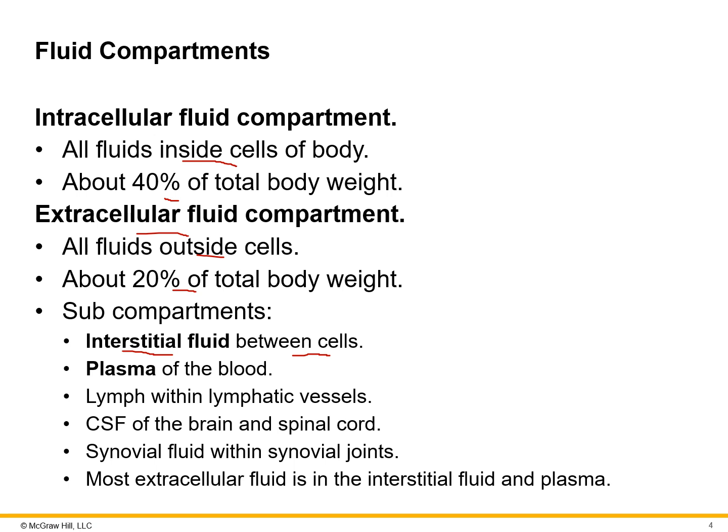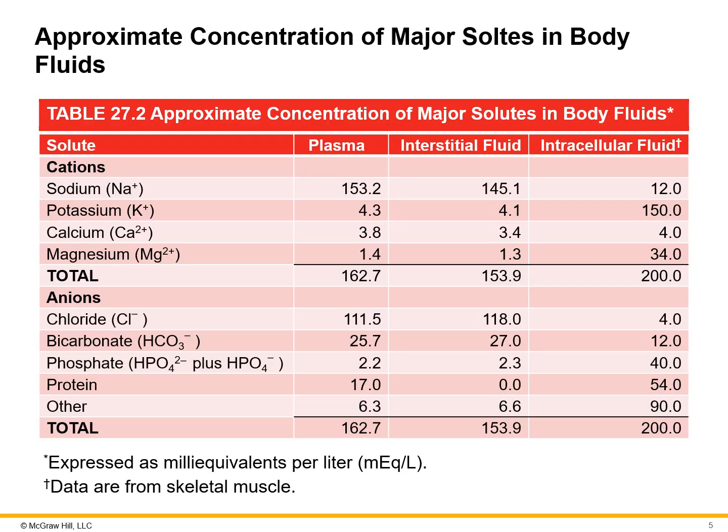Then within the blood, the plasma would be one of the subcompartments. Lymph, that lymph system, is the fluid inside of the lymphatic vessels. Cerebrospinal fluid is in the brain, and synovial fluid is in our joints. But again, the majority, as we've just seen in the diagram, is that most of the extracellular fluid is the interstitial fluid and the plasma. Now just looking at some of the solutes, not numbers that we need to know, but just to give you an idea of all the different solutes.